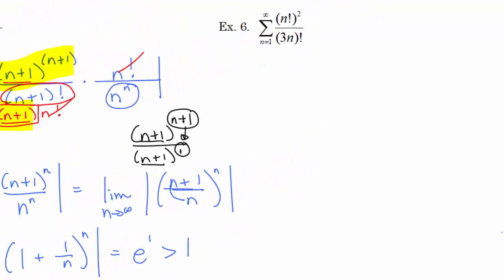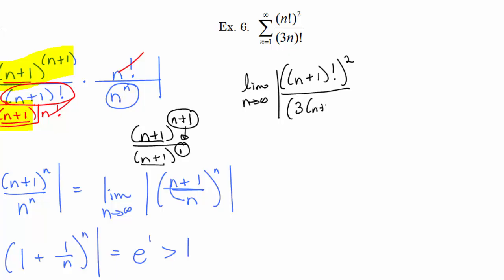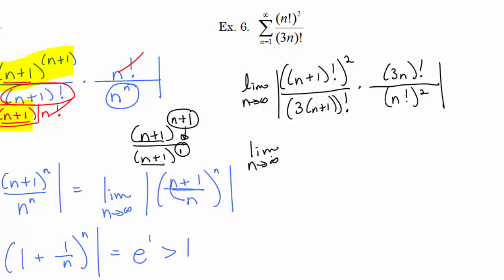Example 6. Ooh, lots of factorials. So same thing. I'm going to have the limit as n approaches infinity of the absolute value. Everywhere there is an n, put an n plus 1, and that's all squared, divided by 3 times n plus 1 factorial, and then multiply by the reciprocal of the original. I'm just going to take a little bit and kind of write this all out.